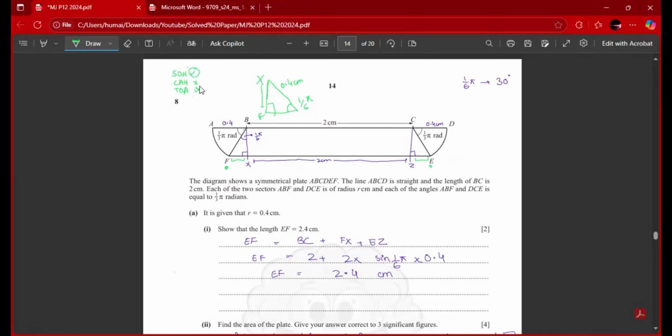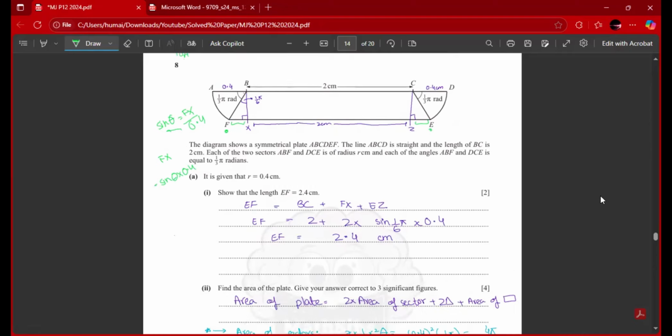Sine is equal to opposite over hypotenuse. Okay? So what is my opposite? Opposite is the value we're finding. Let me write it here. Sine theta is my opposite, which is f of x, over my value of hypotenuse, which is 0.4. Taking 0.4 there, f of x is equal to sine theta into 0.4. That's exactly what I did here.